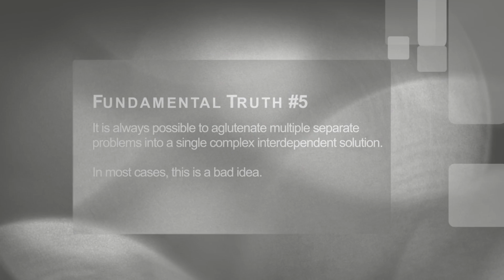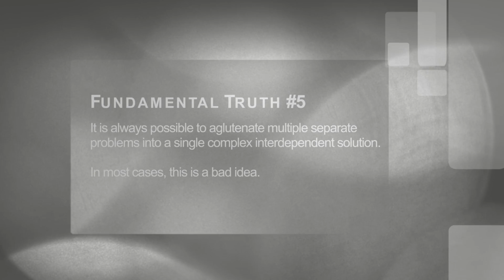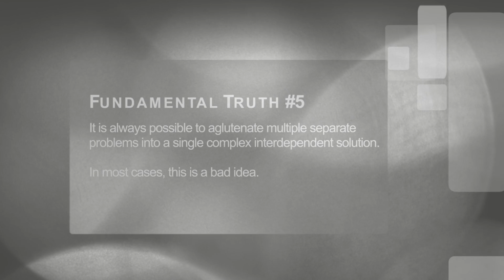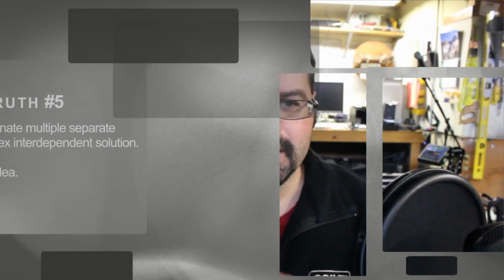So, what is truth number 5 in RFC 1925? Well, truth number 5 is: it is always possible to agglutinate multiple separate problems into a single complex interdependent solution. In most cases, this is a bad idea. So really, where that fits, and at scale, we do what's called hyper-converged infrastructures.